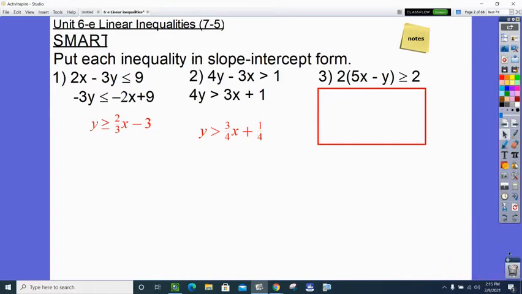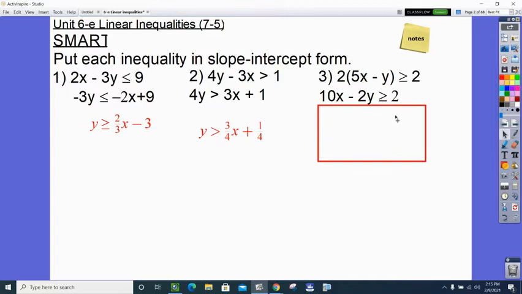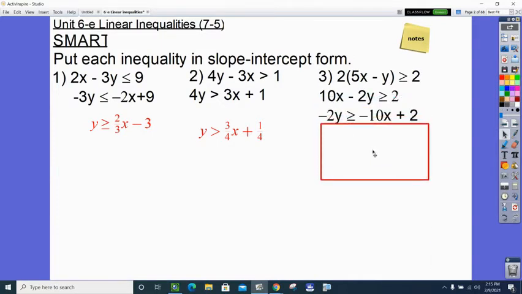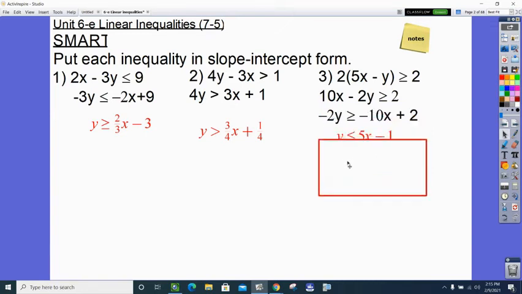Okay, finally, number 3. What about that one? There's actually 2 ways to do this. You could have started by dividing both sides by 2 or by doing the distributive property. I did the distributive property because I figured that might be the way most of you went. Then you would subtract the 10x. And then we're going to divide everybody by negative 2. And when I divided everybody by negative 2, the greater than or equal to became a less than or equal to. So I just want to remind you of that.